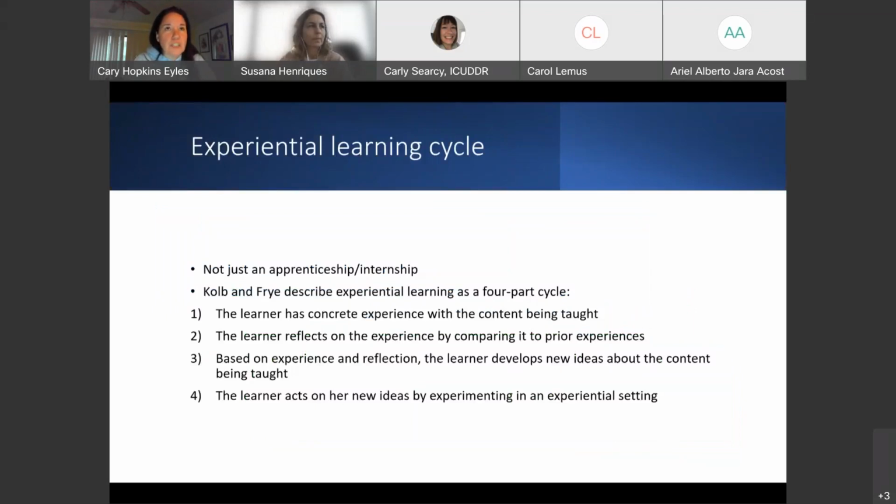And so when we talk about experiential learning, sometimes we think, oh, you get an internship or you apprentice, you do the work. But it's more than just that when we're talking about the actual learning cycle. So you have the concrete experience with the content being taught. The learner reflects on the experience and compares it to prior experiences, because that's kind of what we're always doing, right? How does this compare to what I've done before? Based on the experience and the reflection, you develop new ideas about what you're being taught.